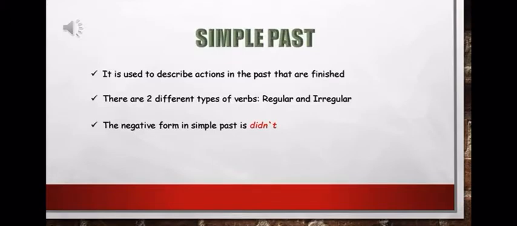Simple past is used to describe actions in the past that are finished. There are two different types of verbs: regular and irregular. The negative form in simple past is didn't.